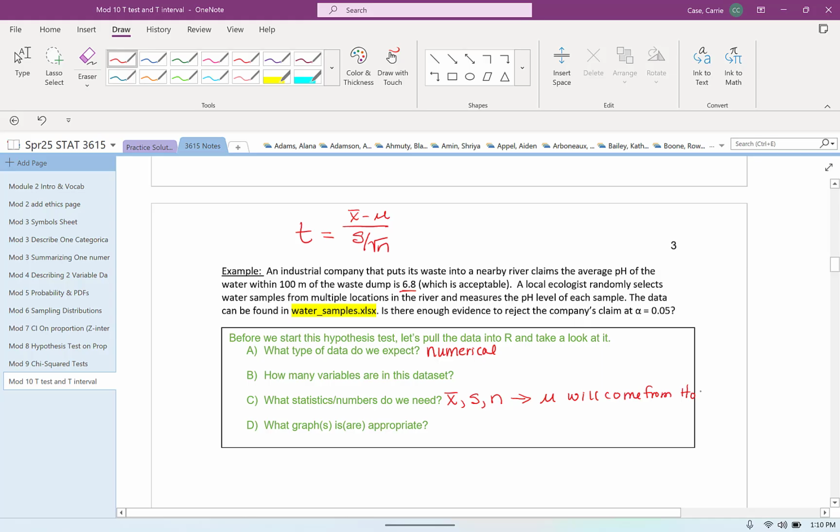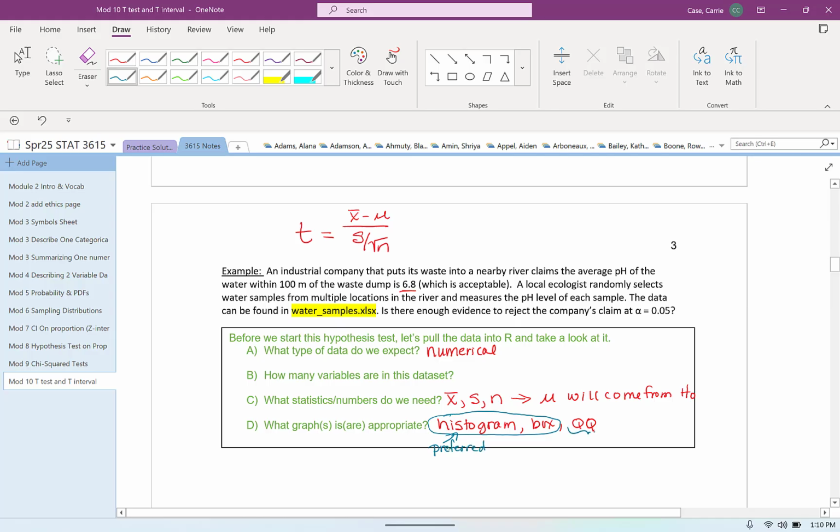And then what graphs are appropriate? Well, we have one numerical variable. And so graphs that are appropriate for a numerical variable are a histogram, a box plot, or a QQ plot. And when you're looking at this data, you need to show me a histogram or a box plot. I prefer the histogram. So the histogram is preferred.